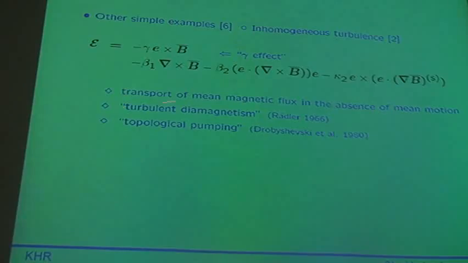By the way, you can treat the turbulent diamagnetism already in the second order correlation approximation, not the topological pumping. For that you must take into account higher correlations, because the second rank correlation tensor, which occurs in second order correlation approximation, is invariant under sign change of the velocity. But here it's important to distinguish between the upward and the downward motion, so you need higher correlations. And indeed, if you take them into account, you can treat this in this framework.